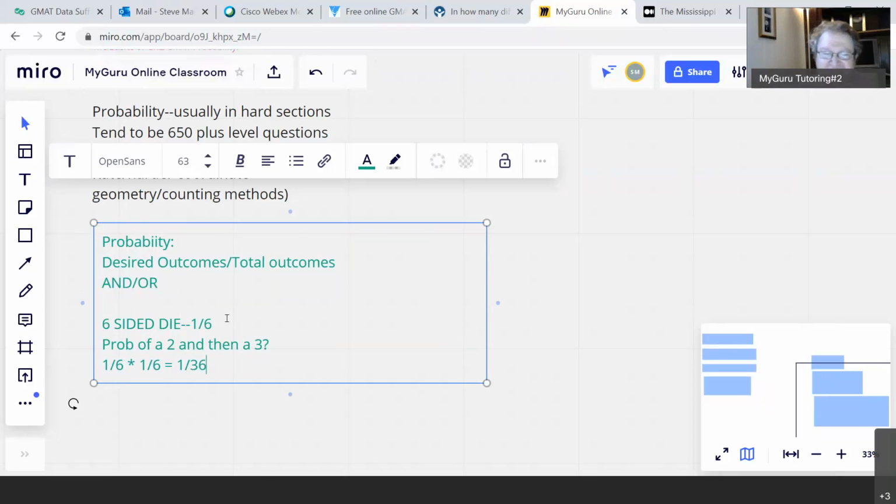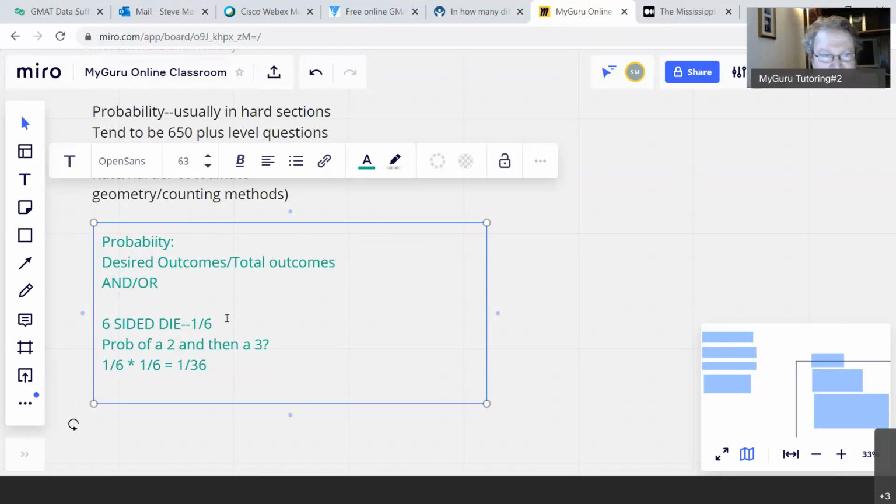Okay. That is distinct from what you might think of as your "or" probability, right? Which is, what's the probability of getting a 2 or a 3, for example? Then you're going to add. All right, so simple rules.